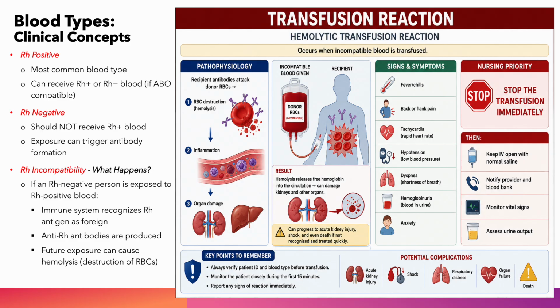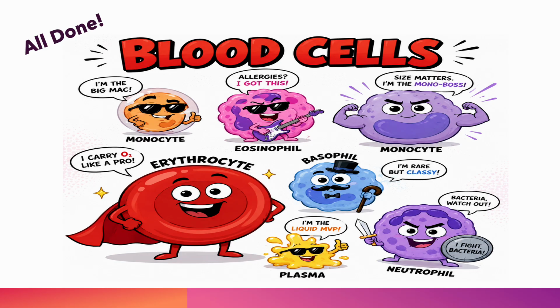We keep that IV line open with normal saline. We notify the provider and the blood bank, and we monitor their vital signs. We assess the urine output because it can cause kidney injury, and so we want to make sure that didn't happen. And always verify. One of the biggest ways to prevent this is to verify patient identification and blood compatibility carefully before initiating any transfusion.